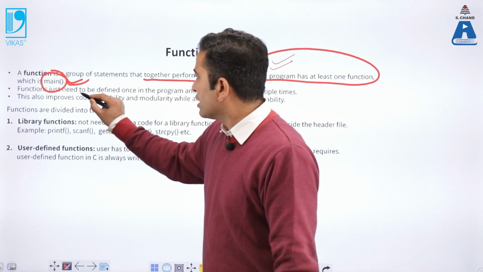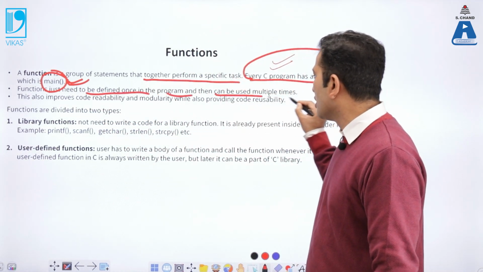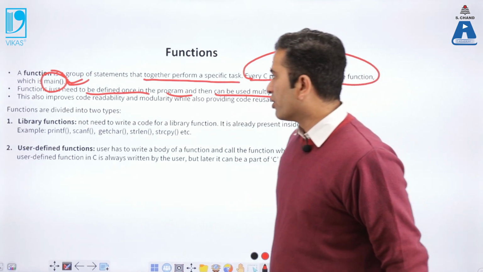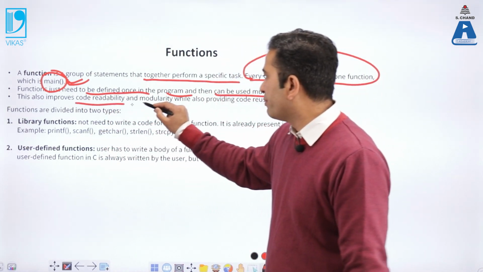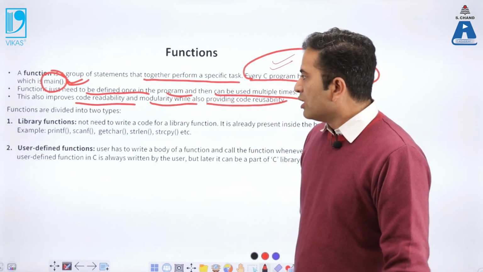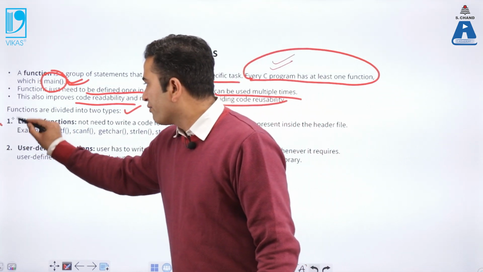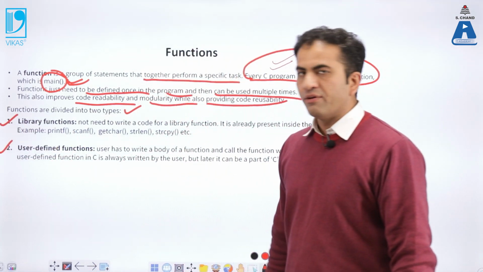A function just needs to be defined once in the program and then can be used multiple times. It also improves code readability and modularity while also providing code reusability. There are two types of functions basically. The one is library function, another is user defined function.